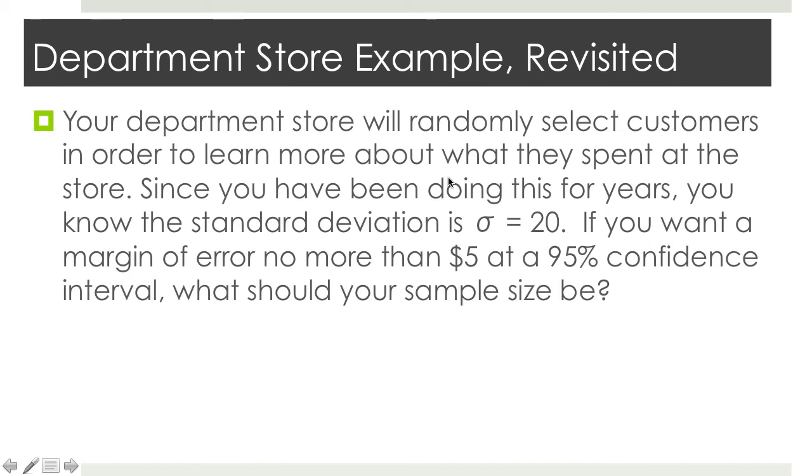So let's go back and revisit that department store example that we talked about in a previous video, where you're randomly selecting customers to learn more about how much they spend at your store in a given week. Since you've been doing that for years, as we talked about before, we know the standard deviation sigma is 20. And so let's suppose we want a margin of error of no more than $5 at a 95% confidence interval. What should our sample size be? So we want to be 95% confident, and we want our margin of error to be no more than $5.